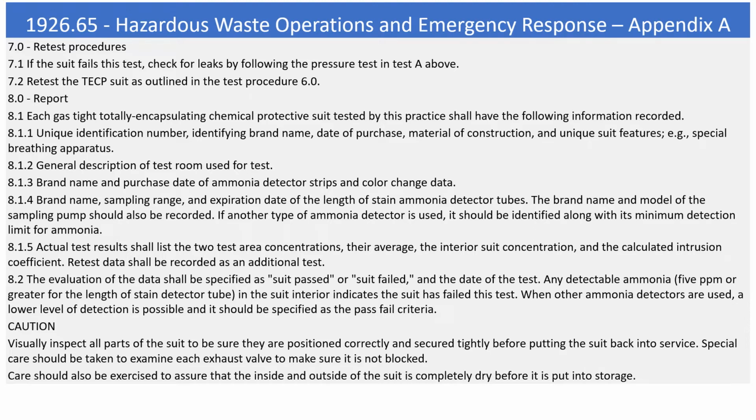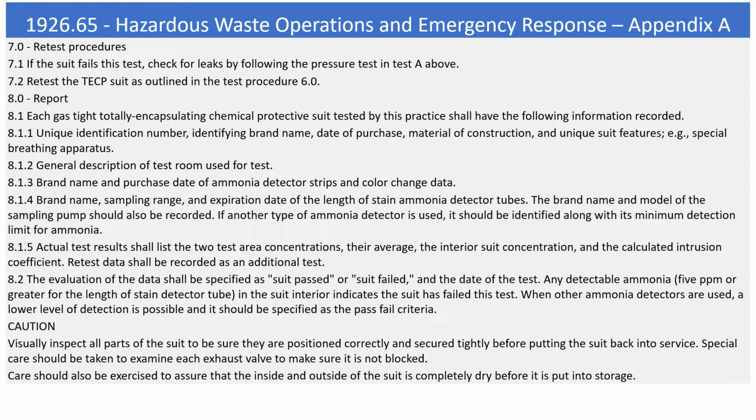8.1.3. Brand name and purchase date of ammonia detector strips and color change data. 8.1.4. Brand name, sampling range, and expiration date of the length of stain ammonia detector tubes. The brand name and model of the sampling pump should also be recorded. If another type of ammonia detector is used, it should be identified along with its minimum detection limit for ammonia.